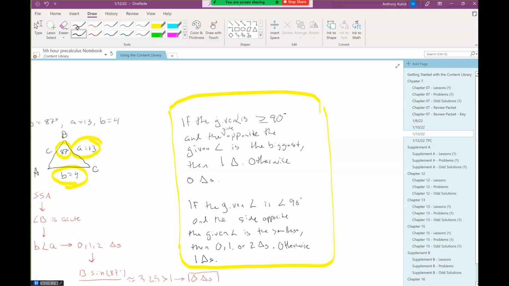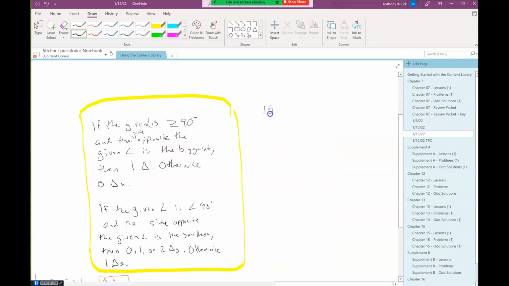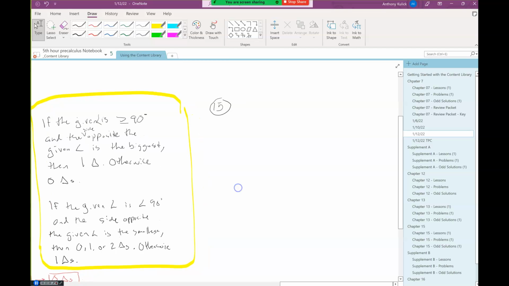Victoria? Sure. So 15 says solve if the triangle is possible. So here we're definitely going to need to make sure that we're checking what's going on, because it certainly sounds from the directions that it would be possible that there is no triangle possible. So I'm going to start just by drawing and labeling a picture.